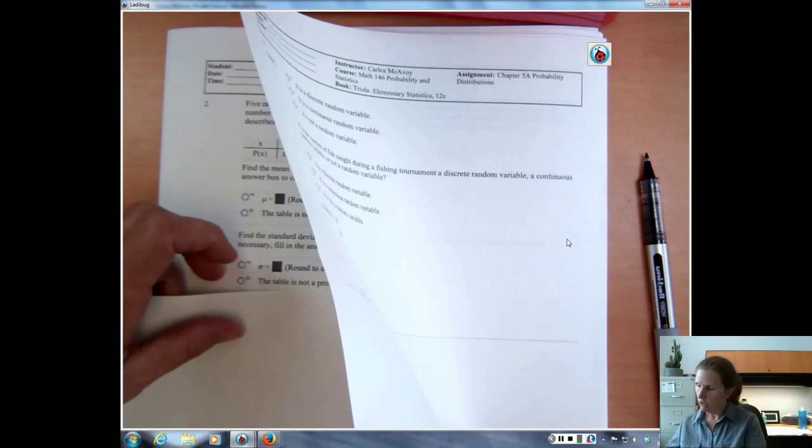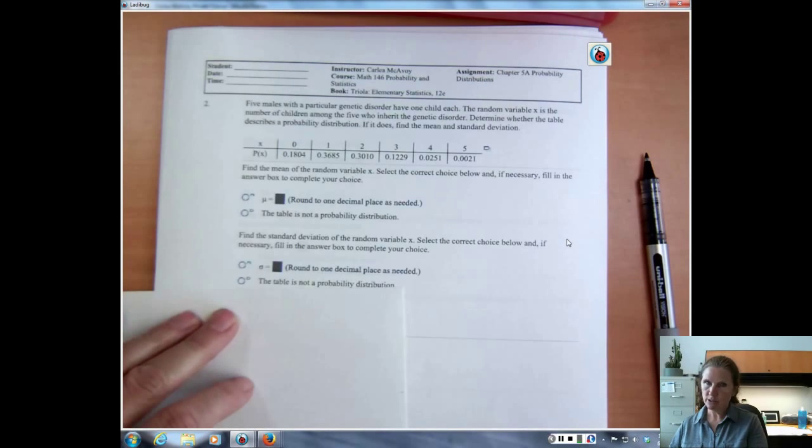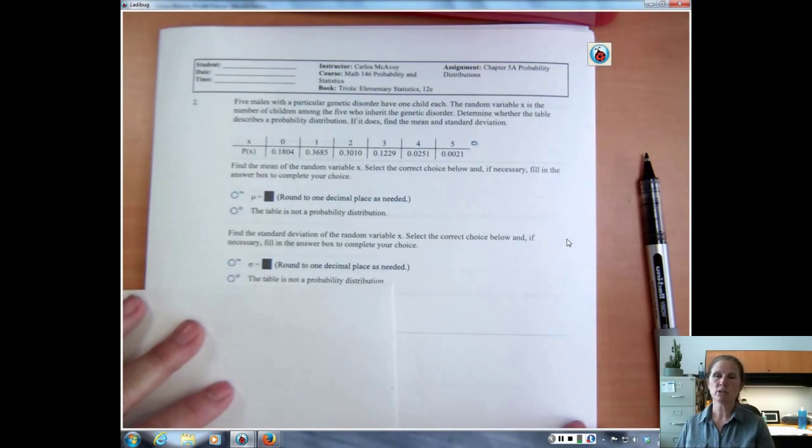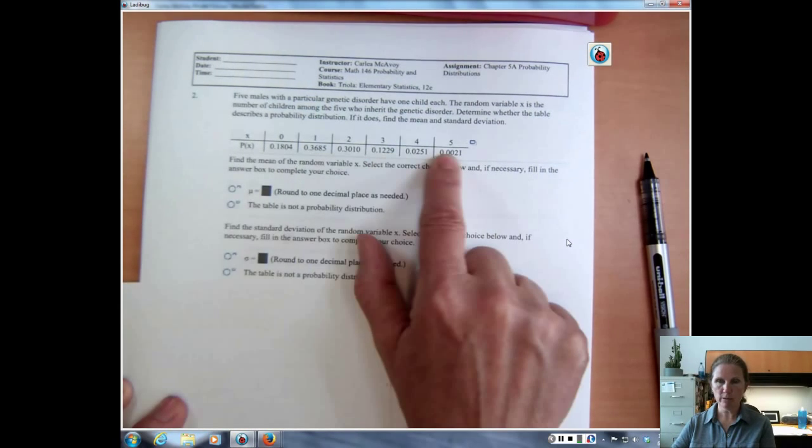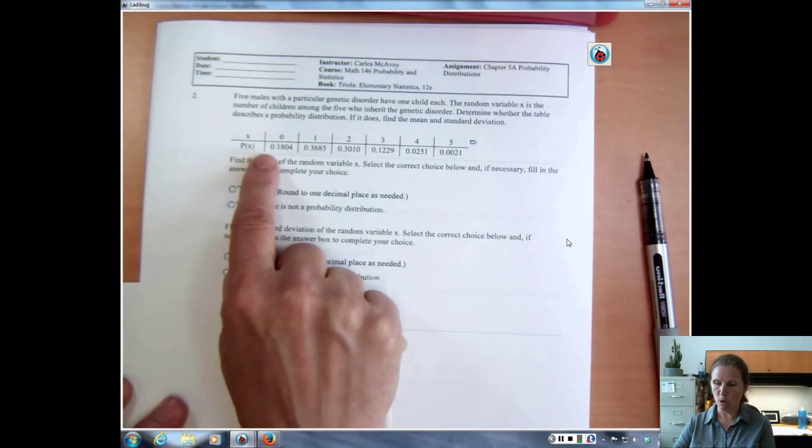All right. So how do you decide? Five males with a particular genetic disorder have 1 child. The random variable X is the number of children among the 5 who inherit the genetic disorder. Determine whether the table describes a probability distribution. If it does, find the mean and the standard deviation. How you decide whether it represents one is to add up all the probabilities. Those probabilities all have to add up to 1.